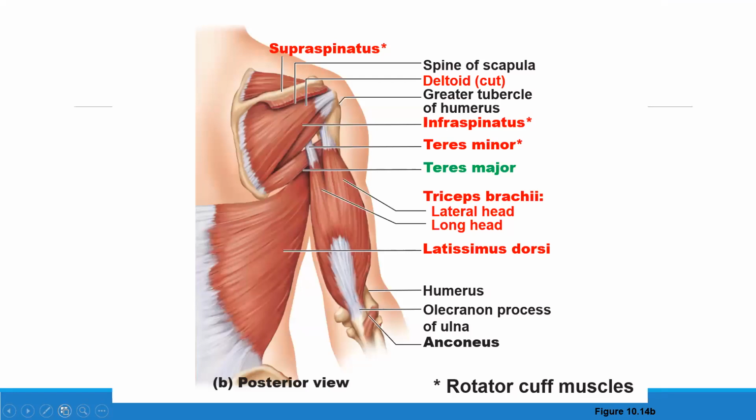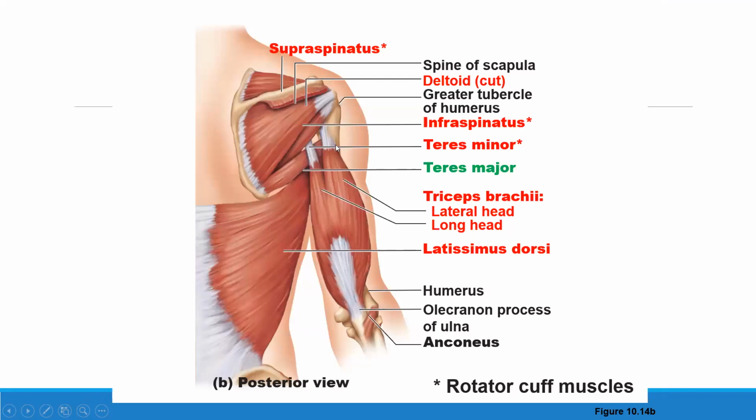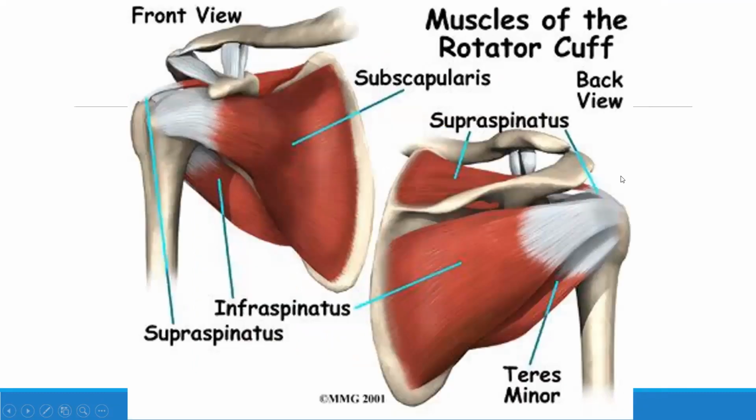So these are 3 of the 4. The 4th one's on the anterior surface of the scapula. Supraspinatus, infraspinatus, teres minor. The subscapularis is on the other side. There's the subscapularis right there in the subscapular fossa.